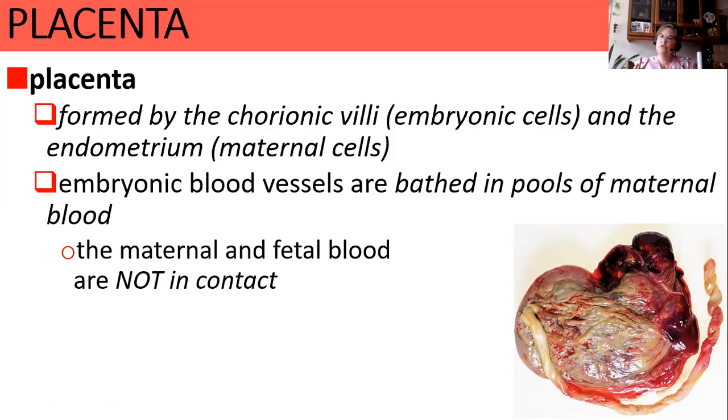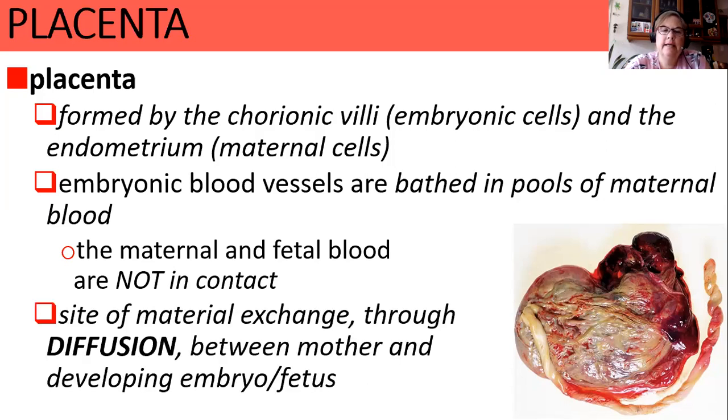So when we think about the movement of nutrients and the movement of waste products, that's just through diffusion. So it's going to diffuse from the maternal blood into the chorionic villi where the blood vessels are, so into the fetal blood vessels, and the waste is going to diffuse out. The blood doesn't mix, so mom's blood and baby's blood aren't flowing together, okay? So the site of material exchange, that's the placenta, through diffusion. So that's really important to understand between mom and developing embryo or fetus. Okay, embryo again up till about week 9 after conception, and then it becomes the fetus.